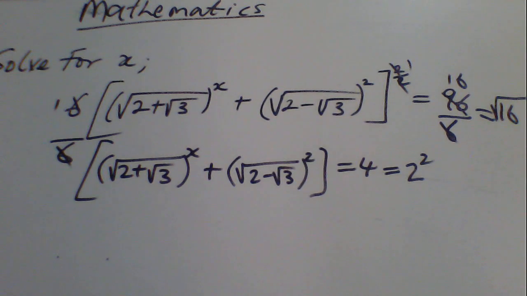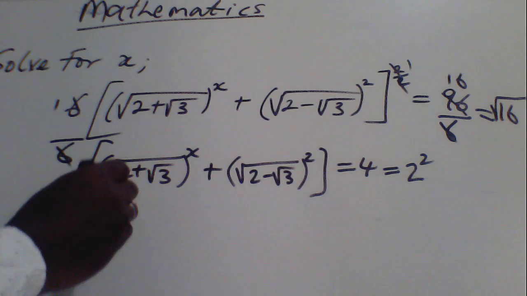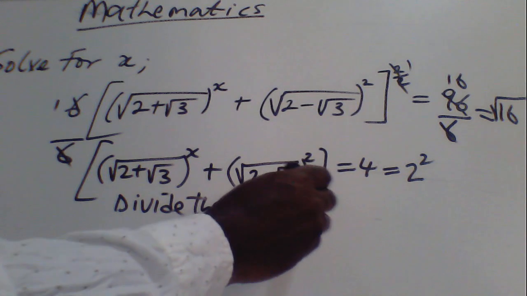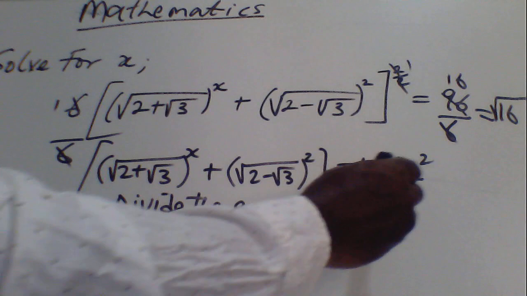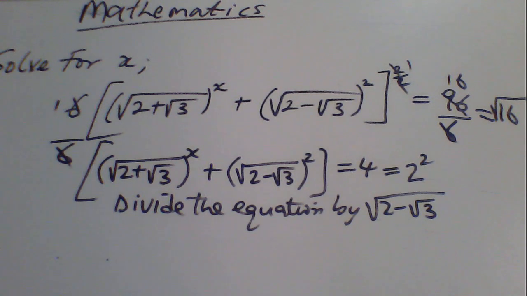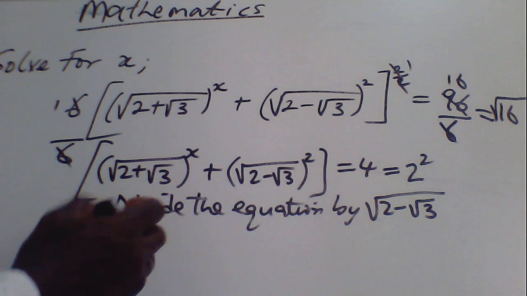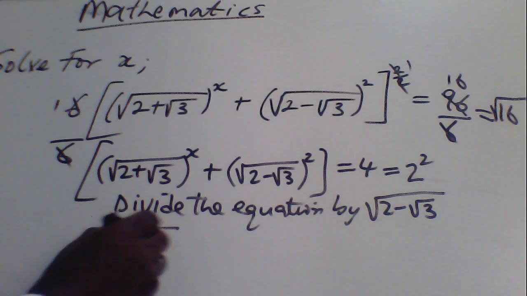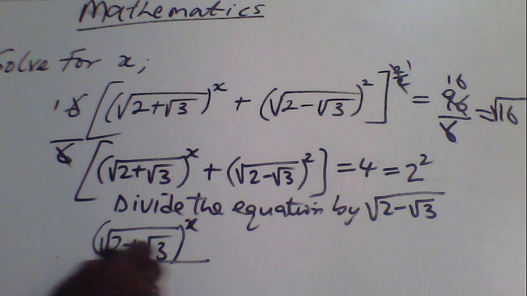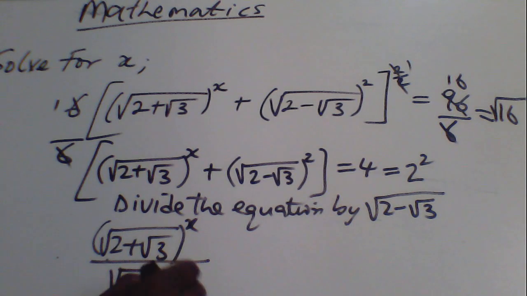So the next thing you have to do from here is to divide both sides by this value. Divide the equation by the square root of 2 minus the square root of 3. Once you divide the equation by the square root of 2 minus root 3, in this case we have the square root of 2 plus the square root of 3, all raised to power x, divided by the square root of 2 minus the square root of 3.